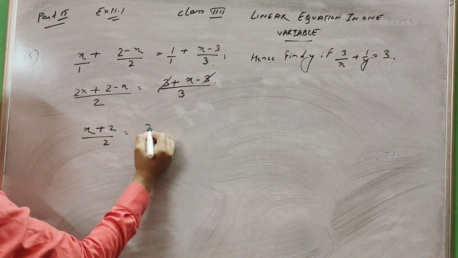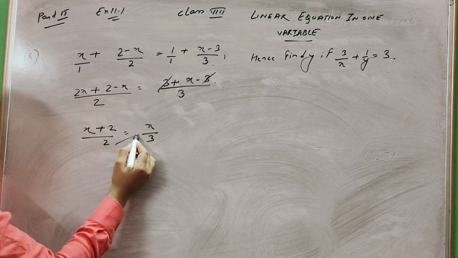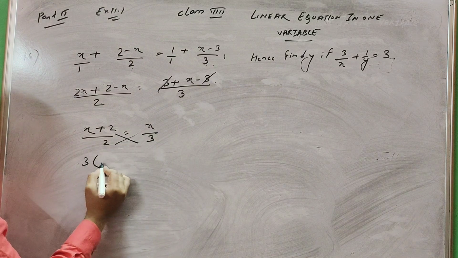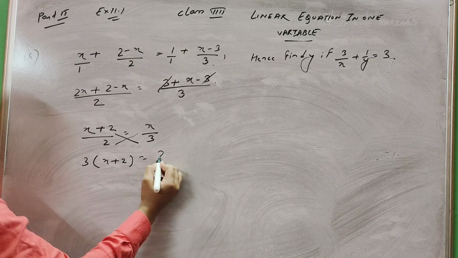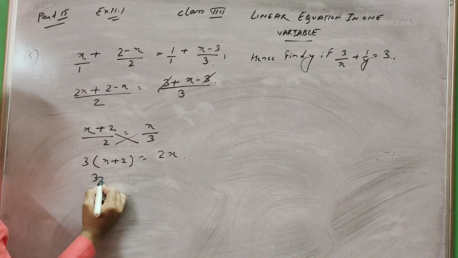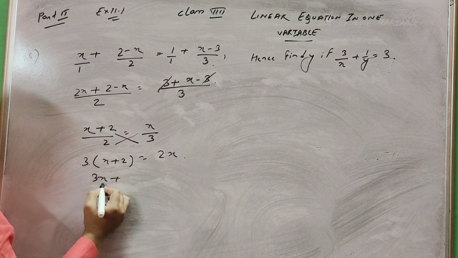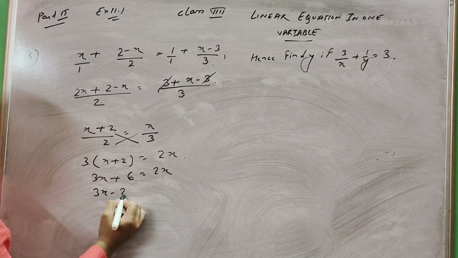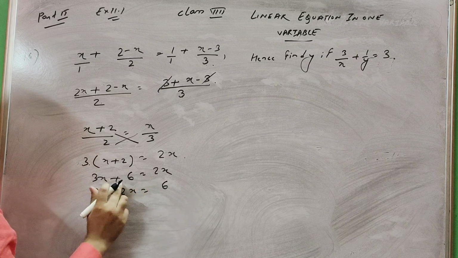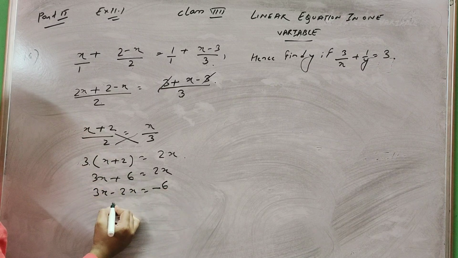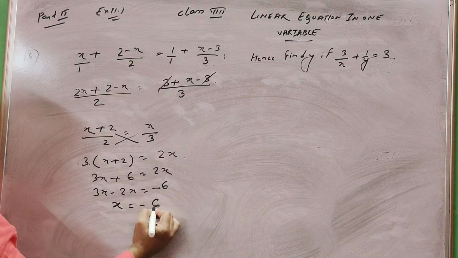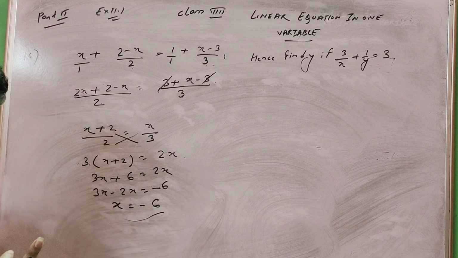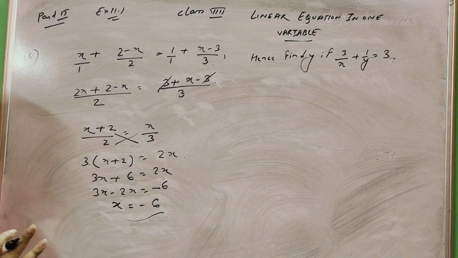3 cancel. So x upon 3. Cross multiplication: 3 multiply (x plus 2) equals 2 into x. So 3x plus 3 times 2 is 6 equals 2x. So 3x minus 2x equals minus 6. So 3x minus 2x is x equals minus 6. Clear? So we get the value of x.